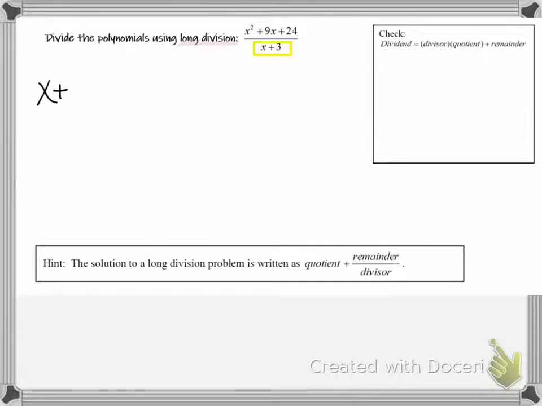So the first thing I want to do is set it up as a long division problem. As we said before, my divisor is x plus 3, so I'm going to start by writing x plus 3. Then I'm going to write my long division symbol, and then place the original dividend underneath, which is x squared plus 9x plus 24. So I have it set up as a long division problem.